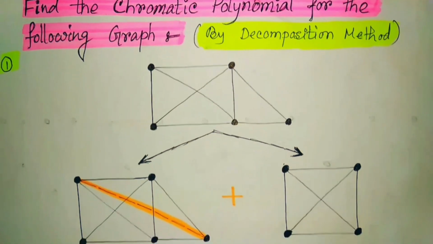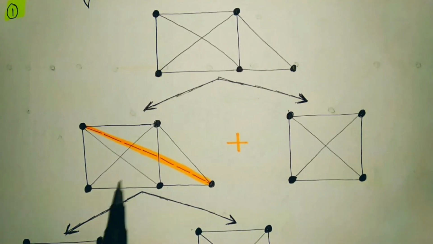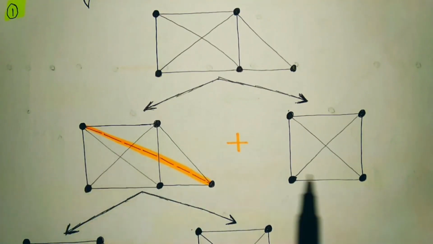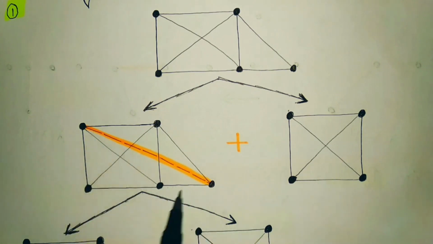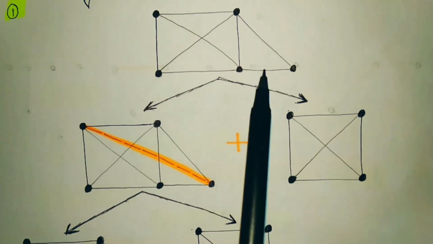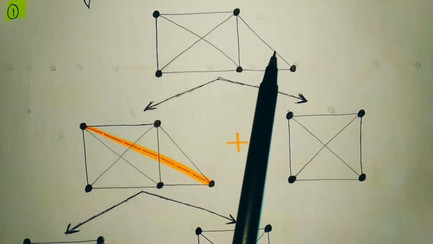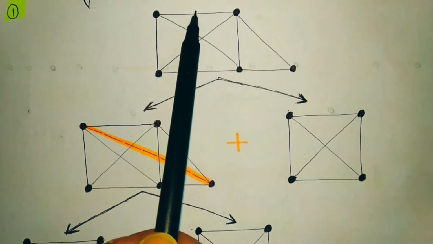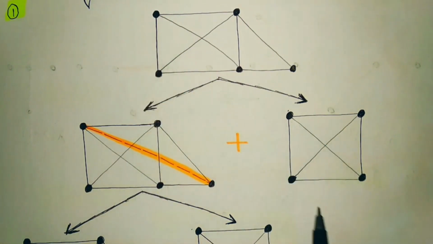So if we add these two vertices by an edge, then we will get this one as the graph, and the next part is by merging these two vertices. That means if we merge these two vertices, then these two edges will coincide with these two, so that we will find out this one is the graph, which is a complete graph with 4 vertices.